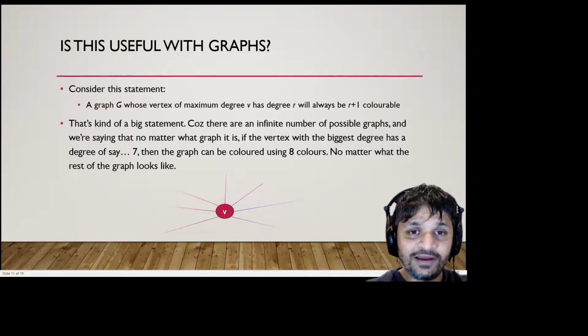Now I'm saying that the entire graph can be colored using 8 colors, right? R plus 1 colors, where in this case R is 7. And that's true no matter what the rest of the graph looks like. And that's kind of insane. And because it's kind of insane, it's kind of insanely hard to prove.